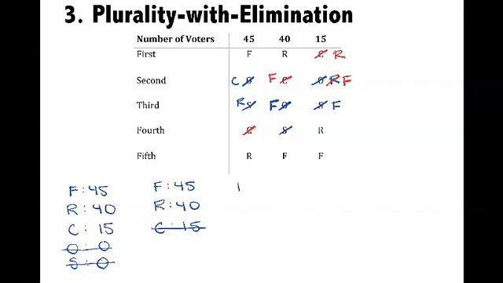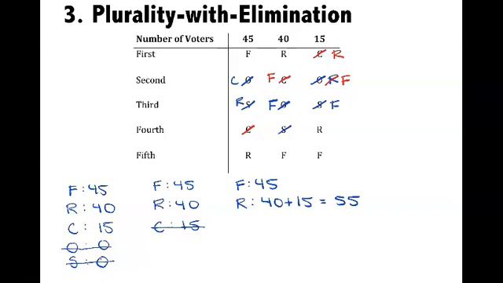Fresno still has 45 first place votes, the same ones they had before. But now with Carson City eliminated, Reno gained another 15 votes for now a total of 40 plus 15 or 55 first place votes. With 55 first place votes, Reno not only takes the lead, but also has a majority. So based on the plurality with elimination method, Reno is the winner.